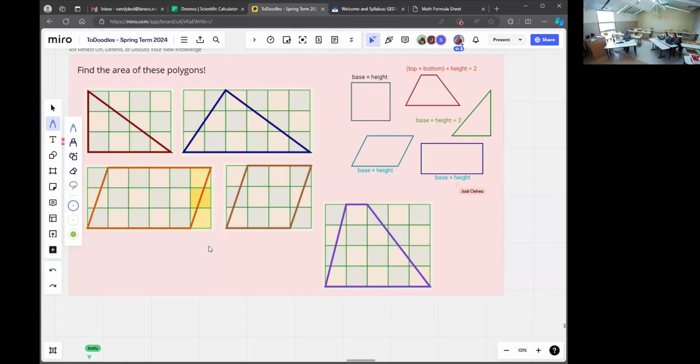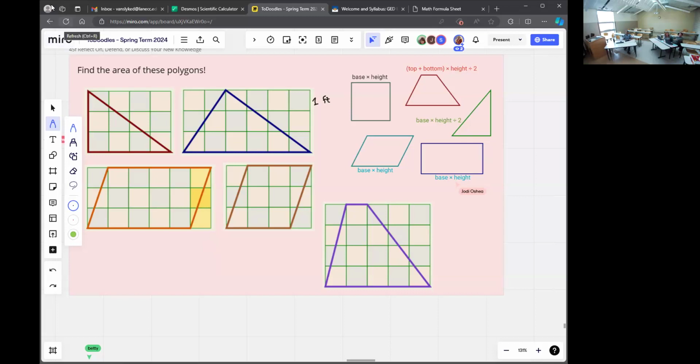So here's a bunch of shapes. We're going to pretend that each square is just 1 foot to be easy. So what's the area of this dark red triangle to start with? This one. Let's see, each square is 1 foot. It's about 6 square feet.